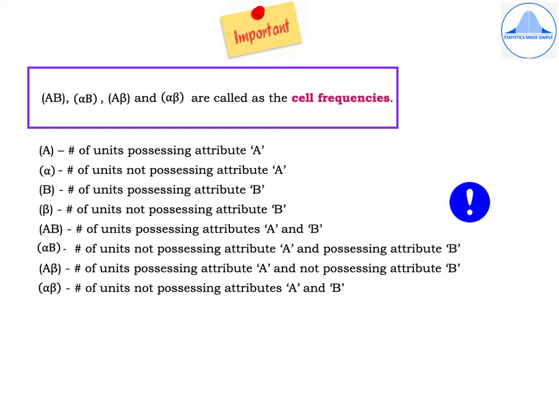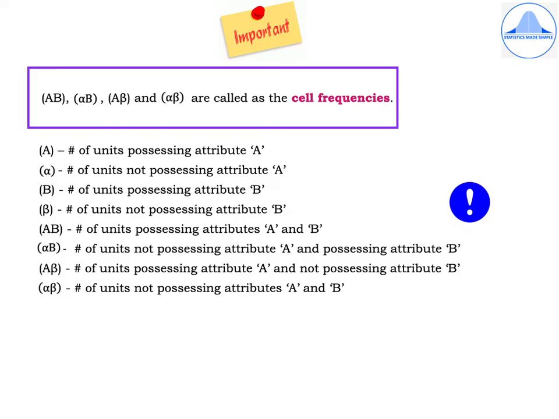AB, alpha B, A beta, and alpha beta are written within round brackets. So whenever you have the notations written within brackets, they are called the cell frequencies. The other notations are: A within brackets denotes number of units possessing attribute A, alpha number of units not possessing the attribute A, B number of units possessing attribute B, beta number of units not possessing attribute B.